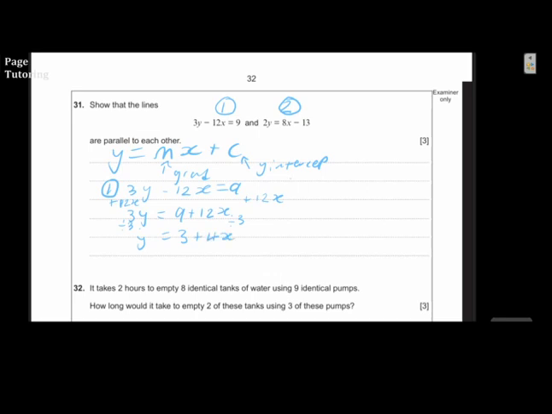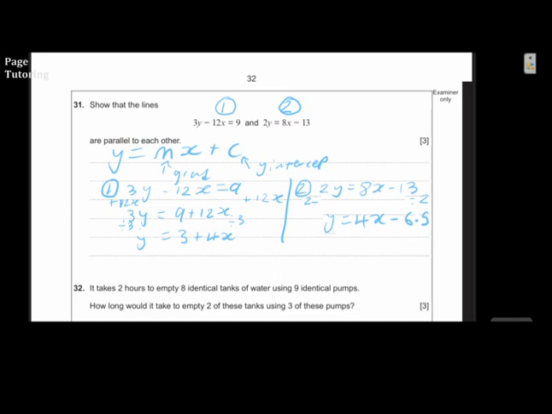Okay, well let's do that with the other equation. So starting with 2y equals 8x minus 13. We just need to divide by 2. We divide by 2 on this side. We get y equals 4x minus 6.5. Okay, so now we've got it in the form of a general line equation.